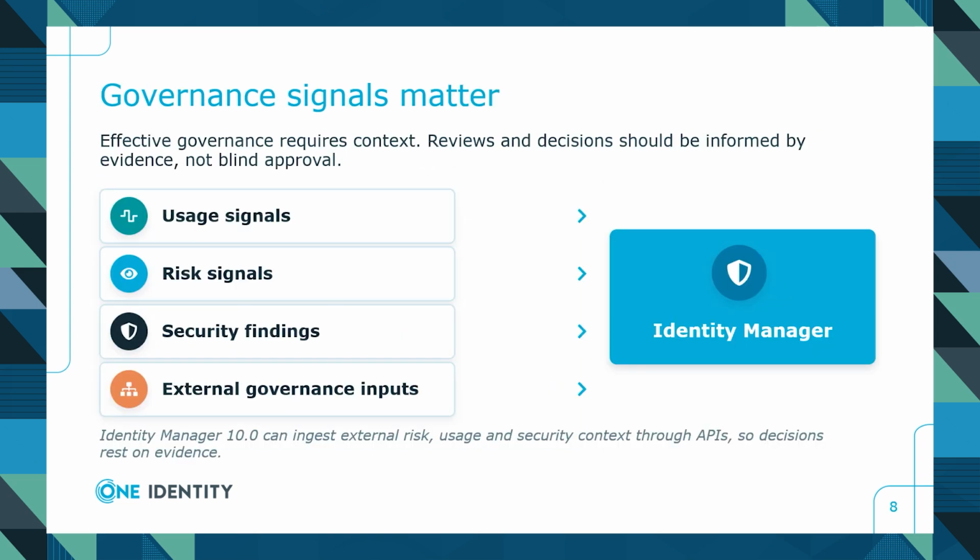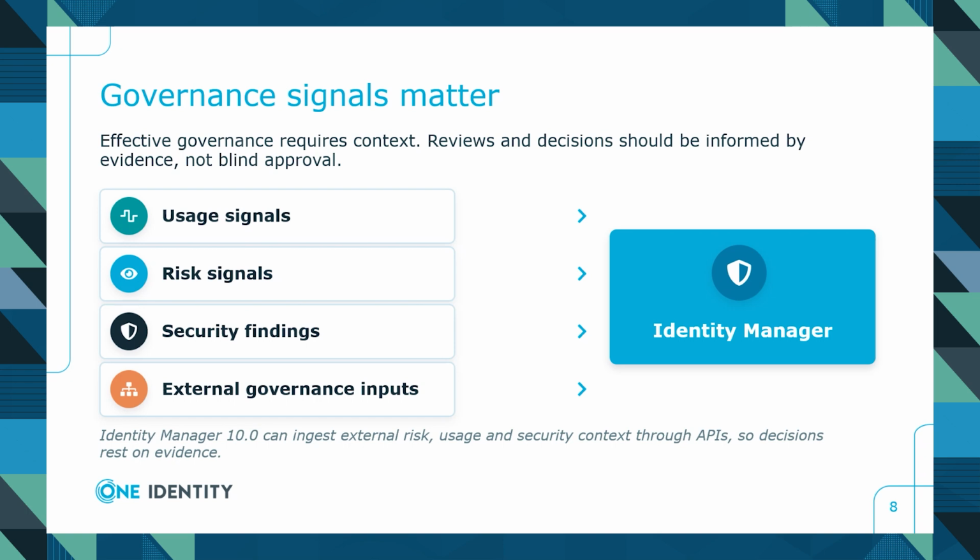Now, good governance needs context. A decision to approve, certify, or revoke access is only as good as the evidence behind it. If all we do is ask someone to click approve, we've added process without adding assurance. So the question is, what feeds those decisions? Usage tells us if an identity is actually doing anything. Risk signals tell us whether something looks dangerous. Security findings and wider governance inputs fill in the picture. Identity Manager brings these together so a review is grounded in evidence and not a calendar reminder.